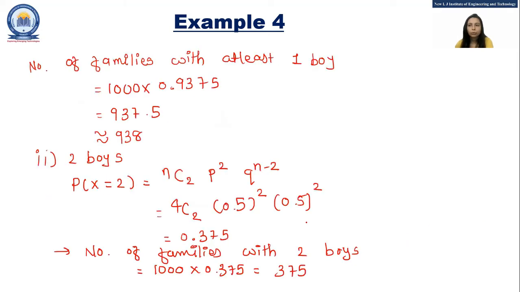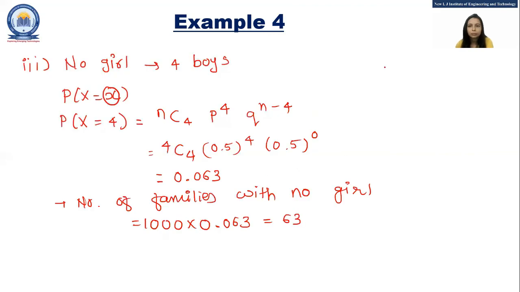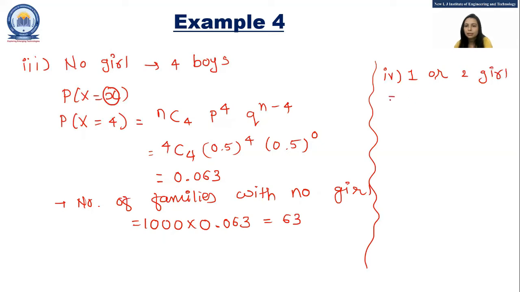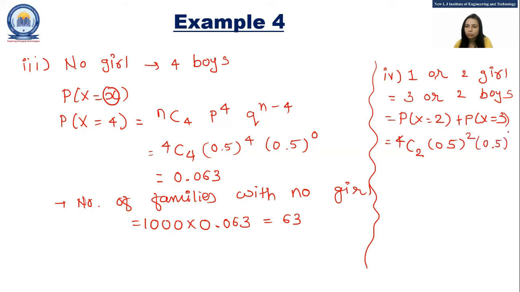The next is 1 or 2 girls. So we can write that as nothing but 3 or 2 boys. So P of x equals 2 plus P of x equals 3. So 4C2 into 0.5 to the power 2 into 0.5 to the power 2, plus 4C3 into 0.5 to the power 3 into 0.5 to the power 1, and that is equal to 0.625.